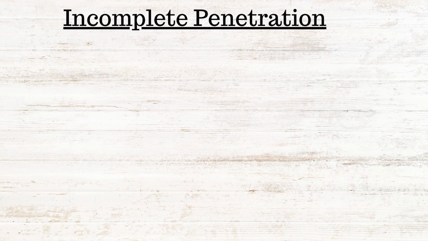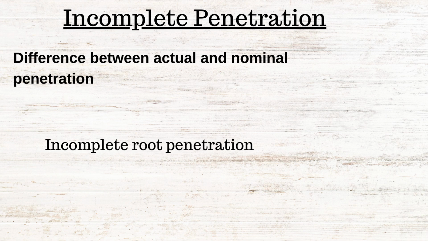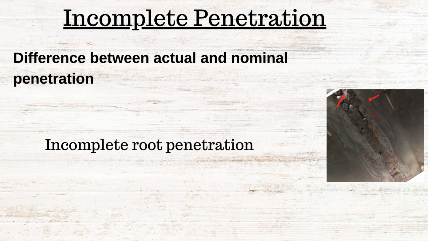Now the next is incomplete penetration, or lack of penetration. Incomplete penetration is a difference between the actual and the nominal penetration. The next variety is incomplete root penetration. When one or both fusion faces of the root are not melted, it results in incomplete root penetration. You can see the pictures for more clarity.